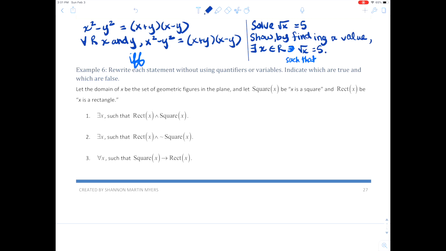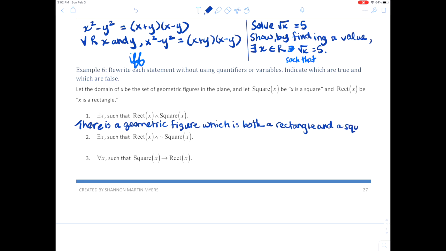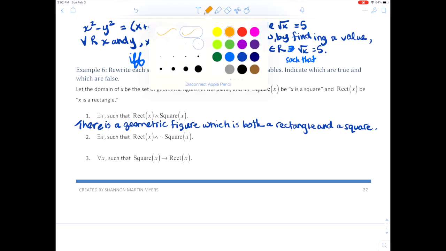So let's write that out in words. So there is a geometric figure, because x, remember, was a geometric figure. And I don't know if you remember this, but by definition, a rectangle is basically two sets of parallel lines that cross, and they all are equiangular. But a square means that all the sides are equal. So a square is more special, but it still is a rectangle. So this one is indeed true.